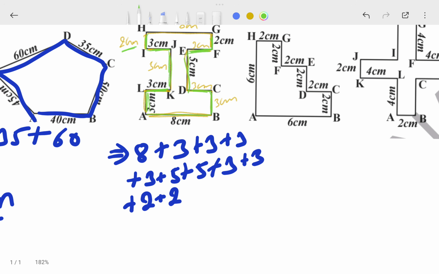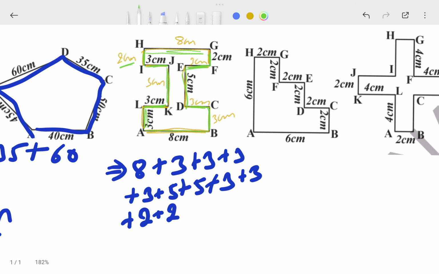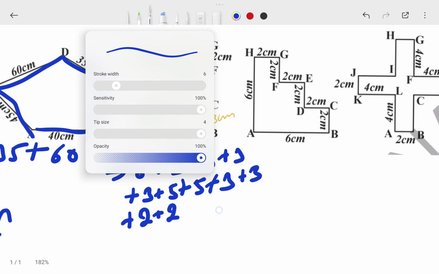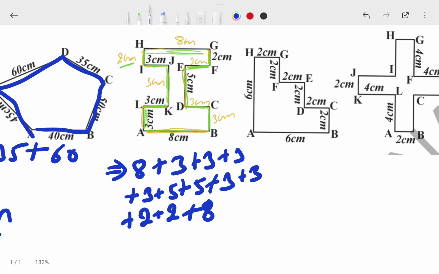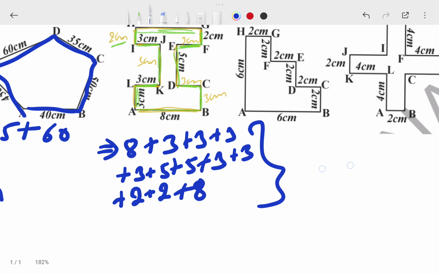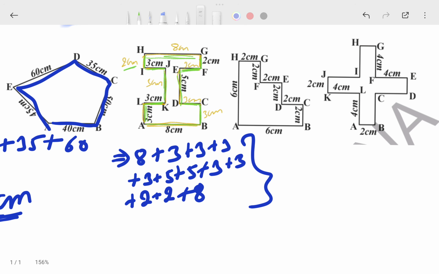Okay, if it is clear, then here this is the 8 centimeter, so we are going to write the 8 centimeter. So when we add all these numbers, the value there is the perimeter. So let's add it. 8 plus 3, that's going to be 11. 11 plus 3, it's 14. 14 plus 3, it's 17. 17 plus 3, it's going to be 20. 20 plus 5, 25.